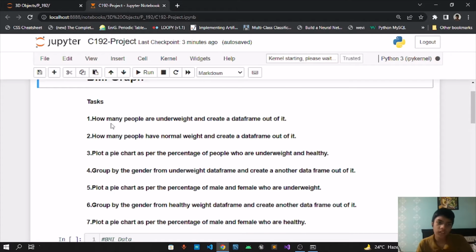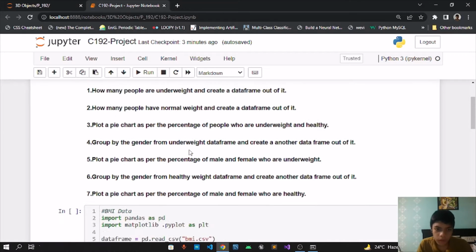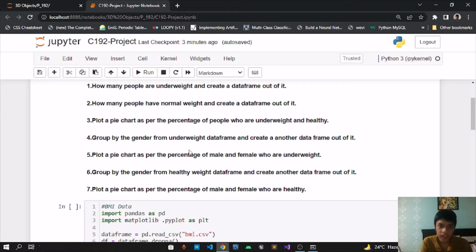Tasks are, first, how many people are underweight and create a data frame out of it. Then who are normal weight and a data frame. Pie chart of the percentage of people who are underweight and healthy. Then group by the gender from the underweight data frame and create another data frame out of it.